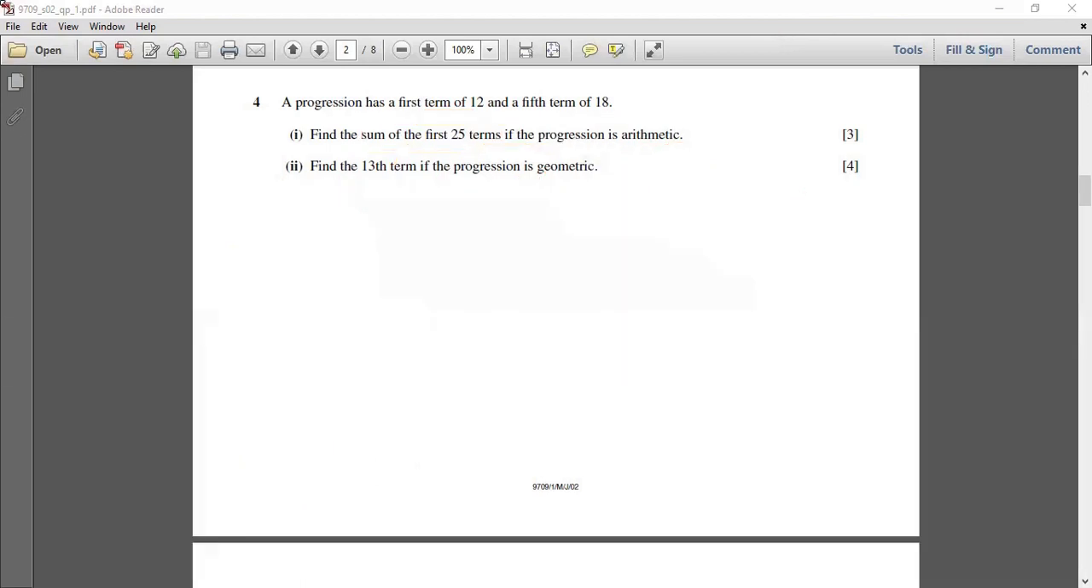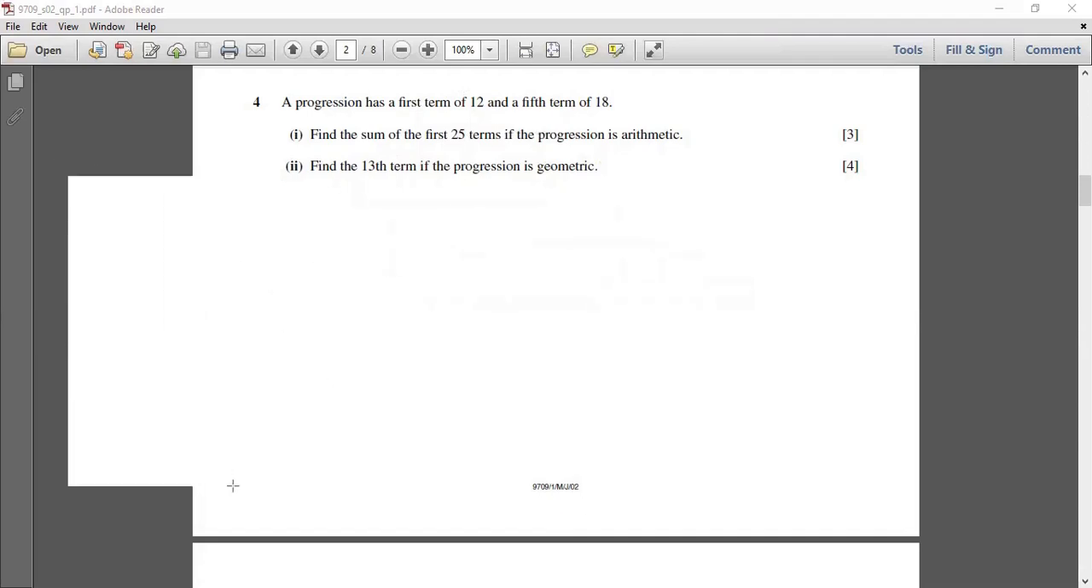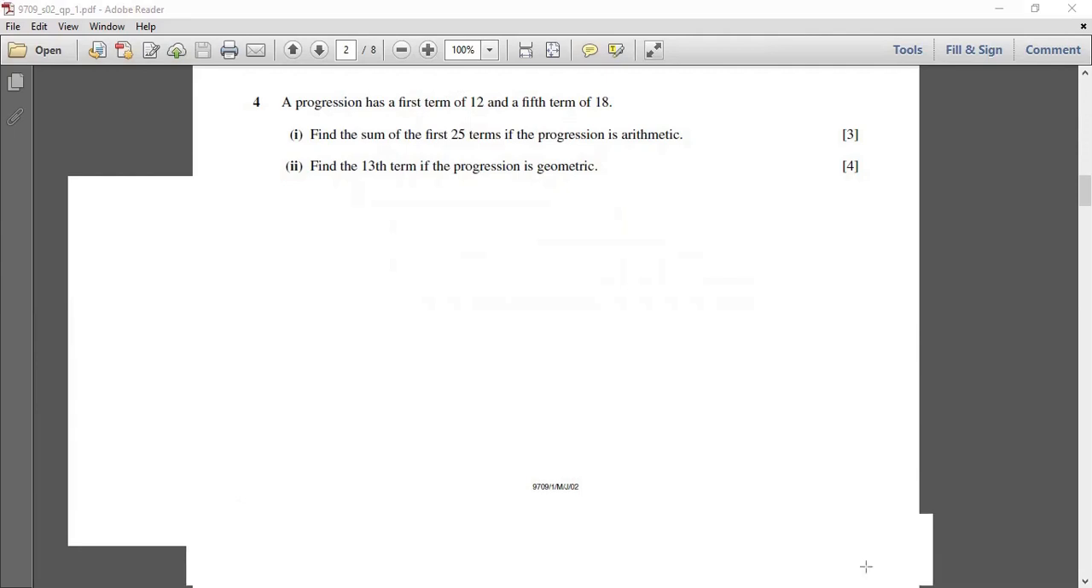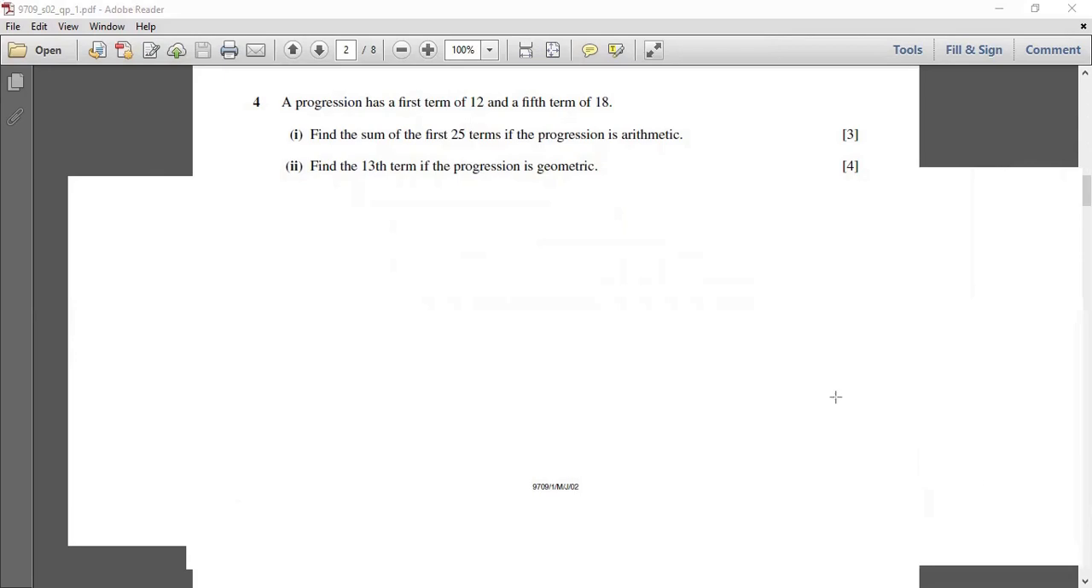Okay, the next one. So we're going to go for question 4-2, please. Now let's read and see. Find the 13th term if the progression is geometric, same. Aha. So the "if" part is kind of cool, because it has the arithmetic, and now they're asking if it is geometric from the same wording. Usually they don't really do this in maths, but A levels look like they're doing it.